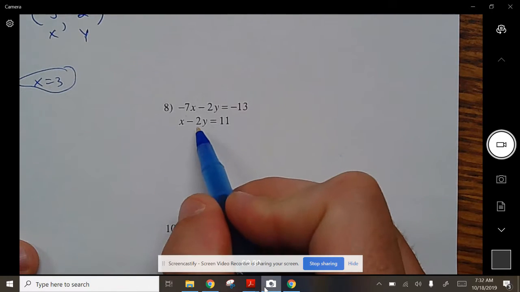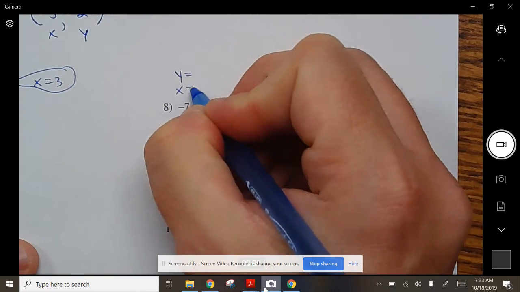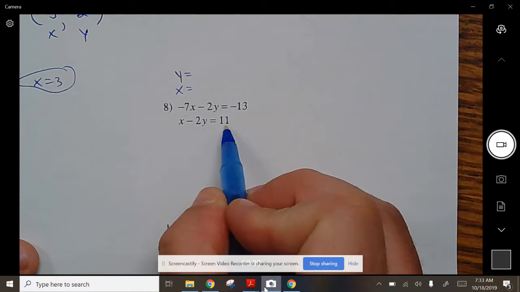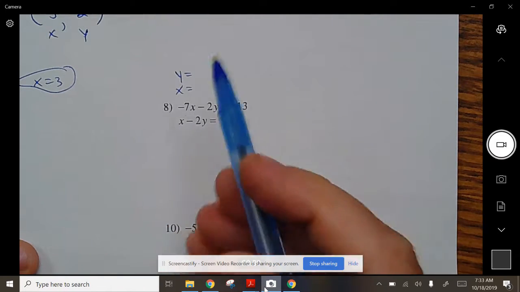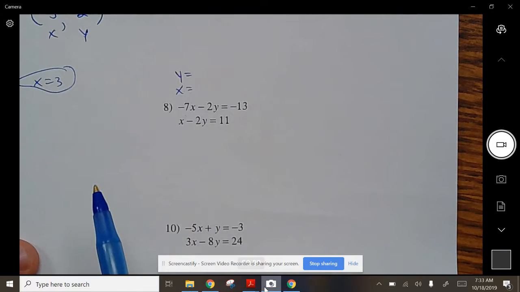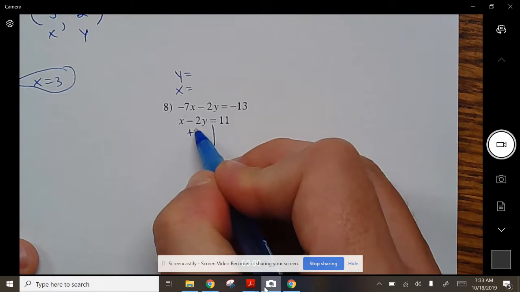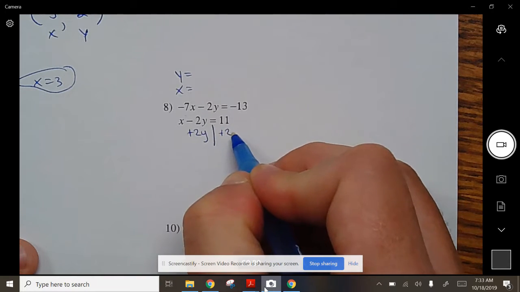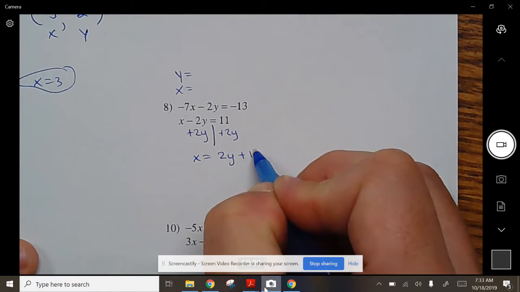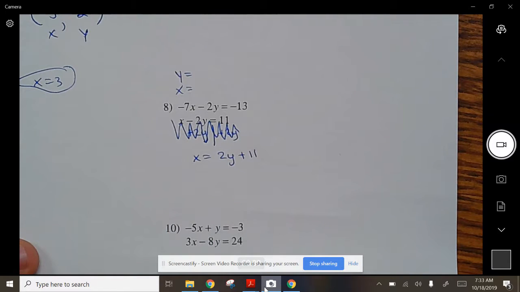So here's the deal. Your goal is to get either a y equals something or an x equals something. And if I look at my two equations, I can tell the second one lends itself easily for me to get the x equals something. Because what am I going to do? All I have to get rid of is this negative 2y. And how do I do that? Can I just add this over here? So now I have x equals 2y plus 11. And I just changed this equation by moving it over.